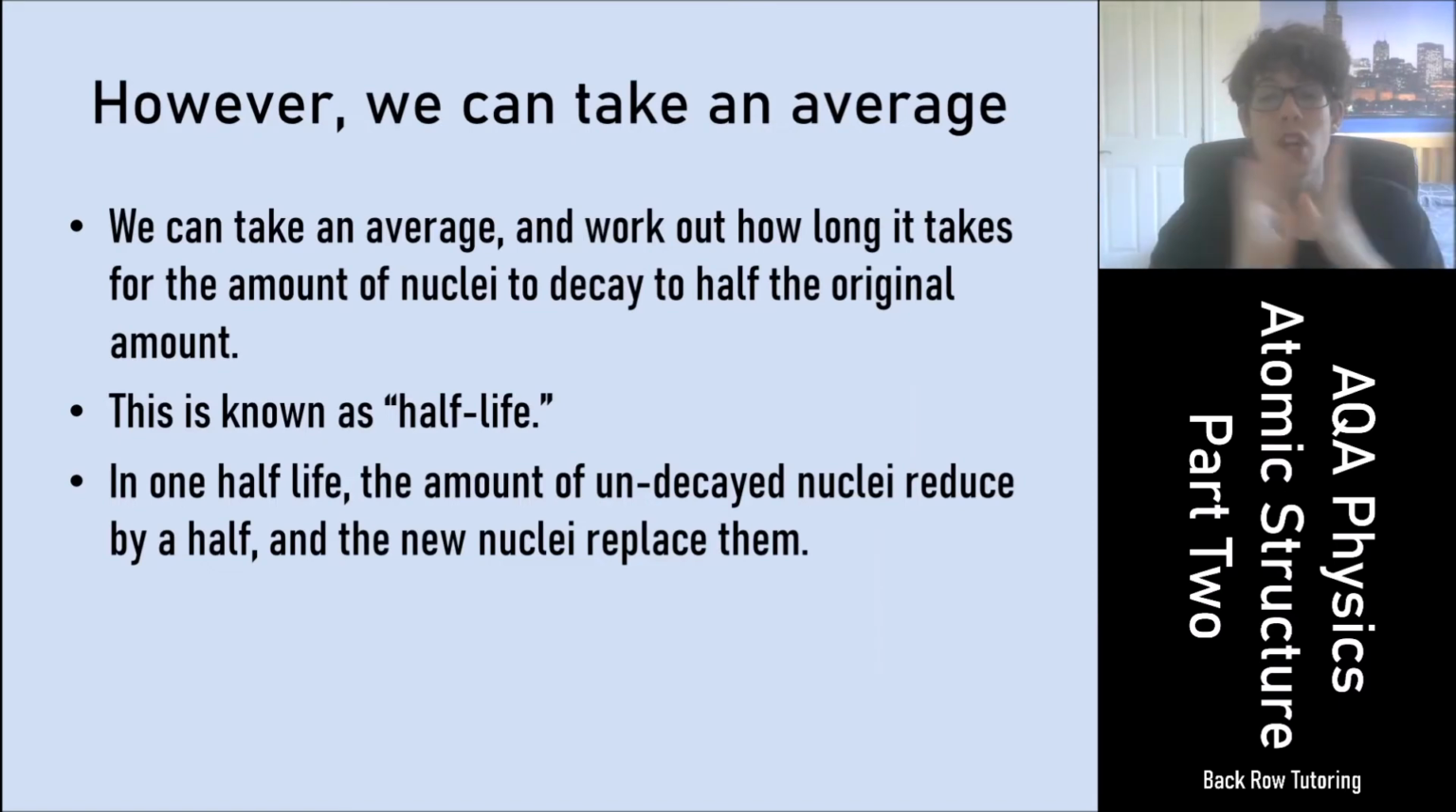We can take an average and work out how long it takes for the amount of nuclei to decay to half the original amount. So if you have a number of undecayed nuclei, we can take an average and work out when half of those undecayed nuclei decay. This is known as half-life. In one half-life, the amount of undecayed nuclei reduces by a half, and new nuclei replace them. So after one half-life, which is a period of time, the amount of undecayed nuclei is reduced by a half.